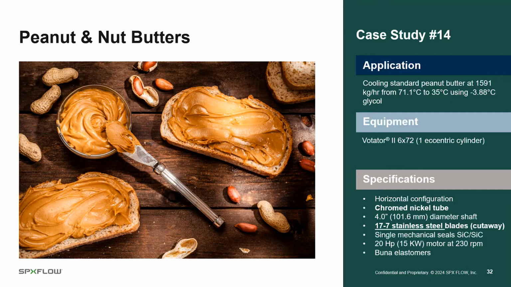Elastomers for the oils, silicon carbide is very standard. Now, when you get into some of what we call low fat formulas, then we may have instances where we have to move into an oil design. But if most of your production is in standard full fat peanut butter, it's good to use an eccentric design.